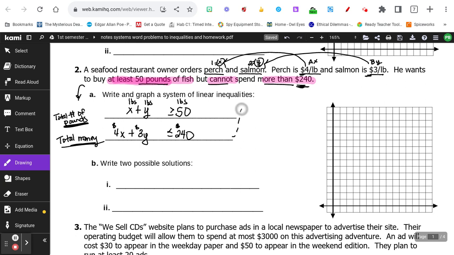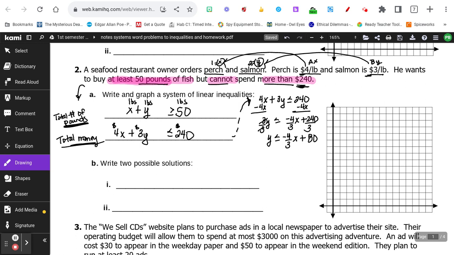I'm going to solve this one first because I have to spend the most time on it. 4X plus 3Y less than or equal to 240. I am going to subtract 4X from both sides. So we end up with 3Y less than or equal to negative 4X plus 240. Divide every term by 3. So Y is less than or equal to negative 4/3 X plus 80. Because 24 divided by 3 is 8, and add that extra 0.